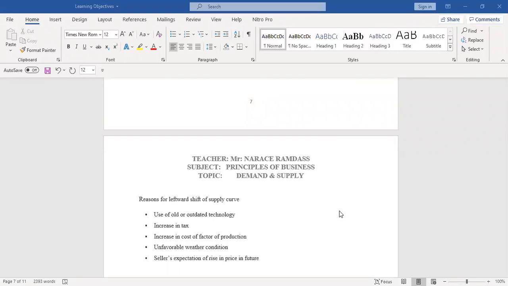Unfavorable weather conditions. How will that cause your supply curve to shift inwards? Well, because of the amount of flooding that happened around in TNT that make crops die out. Right. And that will reduce supply, yeah? Yes. Excellent. Very good, Shaquille.